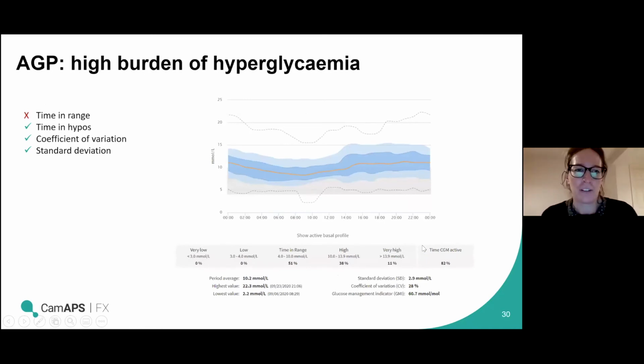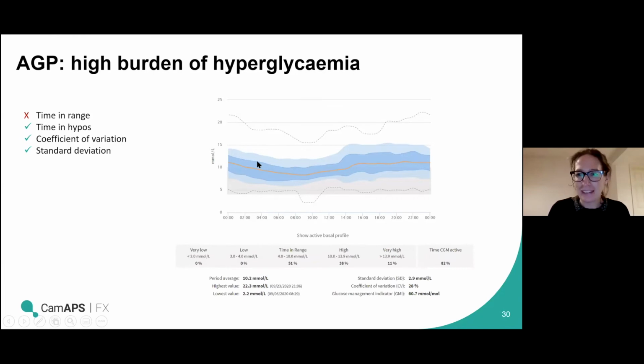So moving on to the last scenario. This is an AGP, or ambulatory glucose profile, of somebody with quite a high burden of hyperglycemia, so higher glucose levels. And you can see here, in this case, the time in range is just 51% with no time in hypoglycemia at all. And actually, the variability is quite low.